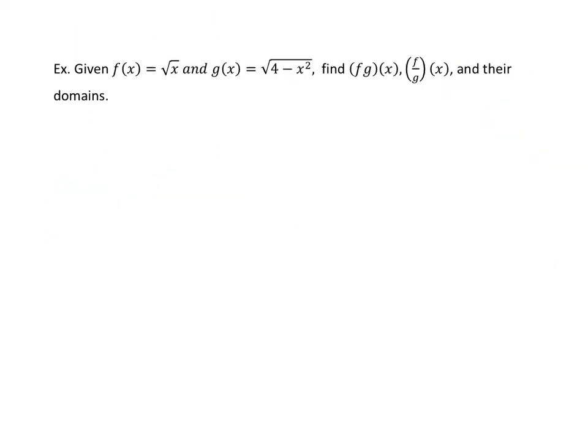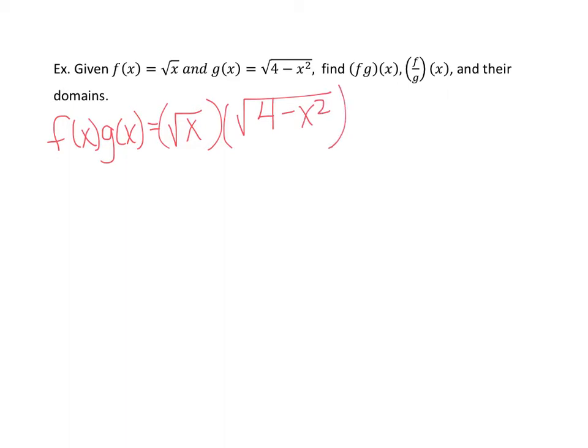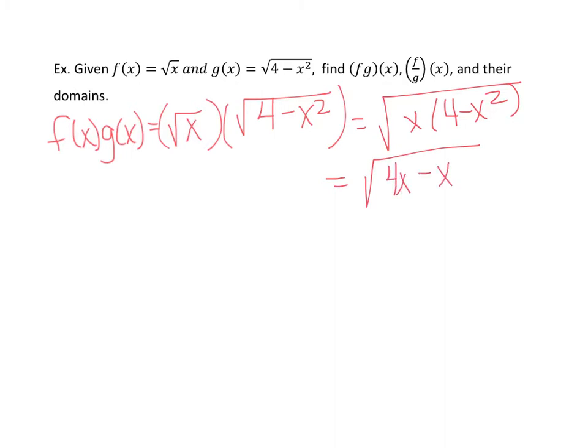Okay, this problem is asking me to do multiplication and division. So my f of x times g of x, I'm going to have square root of x times square root of 4 minus x squared. The only thing you can do is put all of this under one square root, since they were both under square root. So square root of x times 4 minus x squared, which you could simplify to square root of 4x minus x cubed.